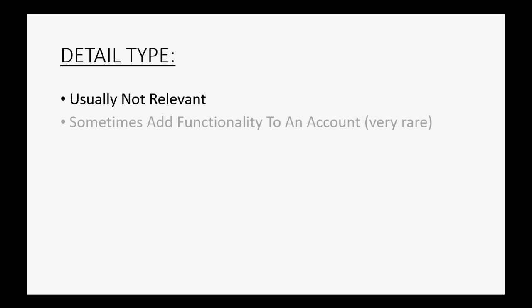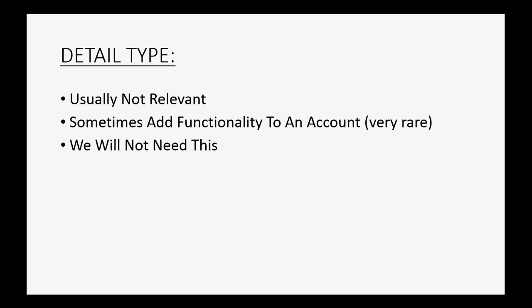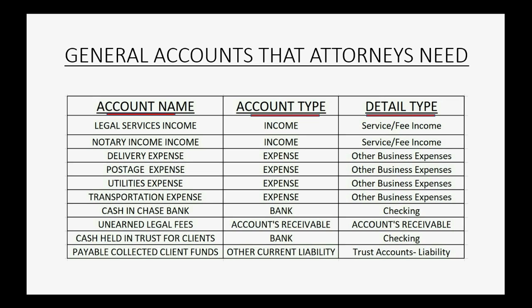Now, detail type is a new piece of data that is specific to QuickBooks Online. It's usually not relevant. It sometimes adds functionality to an account, but that's very rare. And we will not need this in our course. So we will simply read off the list of accounts, and as we read them off, we will record them into the QuickBooks Online chart of accounts.